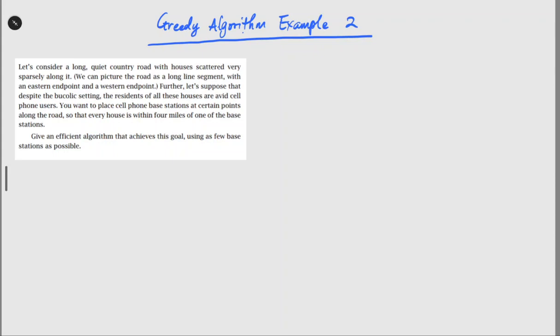In this video, we'll be looking at a second example for the greedy algorithm. In the last video, we looked at our first example, and in this video, we'll be looking at the second. And we won't just solve the problem, we will also write a proof of correctness by induction for this problem.